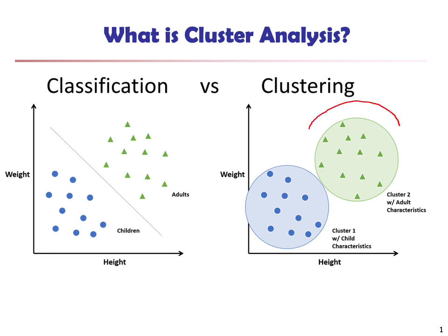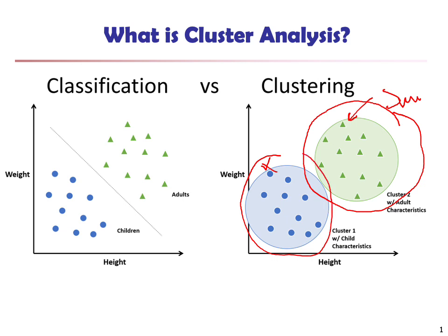So every group will gather data points or data instances that are similar. Okay, so the triangles are different than the circles, and so we're going to put all the circles together in one cluster and all the triangles together in another cluster. So clustering analysis is based on similarity.